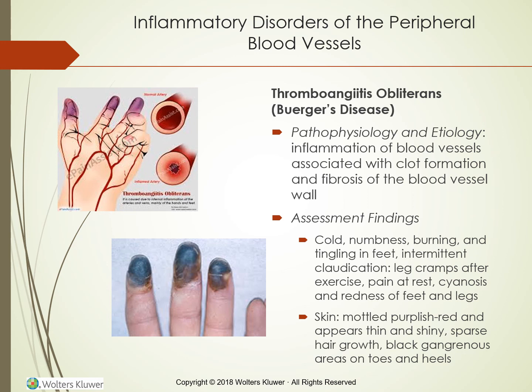Thromboangiitis obliterans, called Buerger's disease. Pathophysiology and etiology. Thromboangiitis obliterans is an inflammation of blood vessels associated with clot formation and fibrosis of the blood vessel wall. It affects primarily the small arteries and veins of the legs. It occasionally affects the arms.